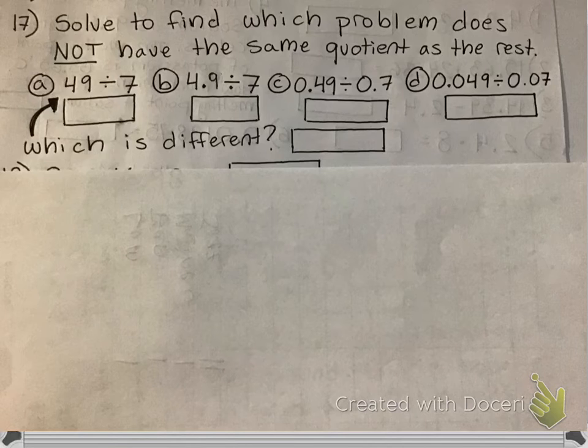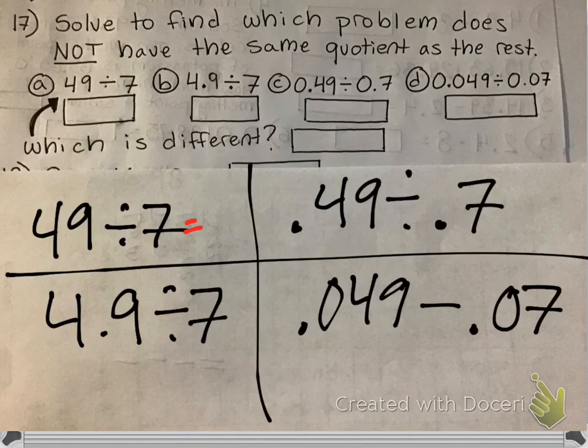On a separate sheet of paper, solve these 4 problems and tell me which is not like the rest. Which does not have the same quotient as the rest. That's your hint. 3 of the 4 should have the same quotient. Let's look through. This first one should be easy. 49 divided by 7. Who can tell me it? Let's see everyone at the same time. 7. Yeah, we know that one.